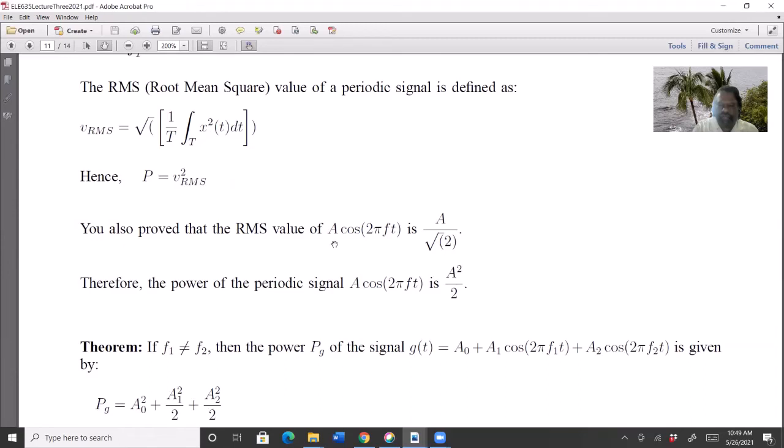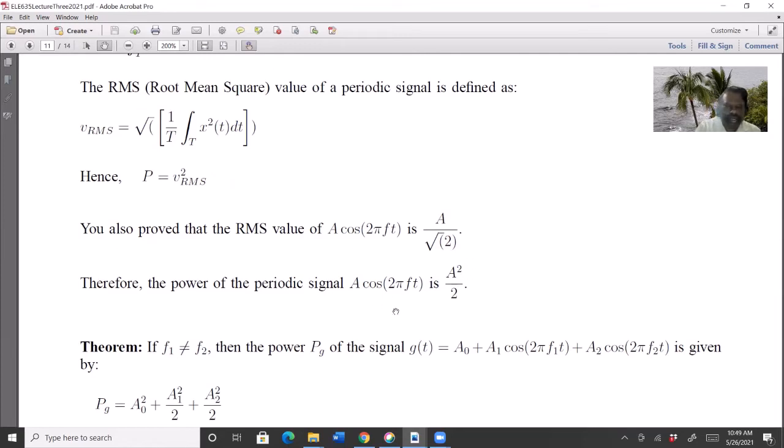You prove that the RMS value of this is A over root 2. You may remember this. We define the RMS value so that the square gives us the power. So this is the formula that is important for this course: anytime you have A cos or A sin, the power is A squared over 2. This is very important, you need to memorize it. The power of a cosine or sine signal is amplitude squared divided by 2. It comes from this RMS value, which you proved in signals and systems or circuit theory.